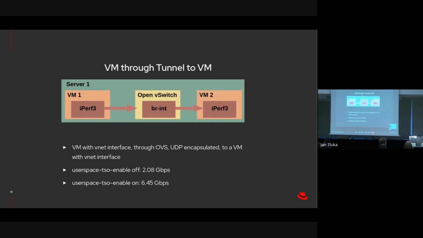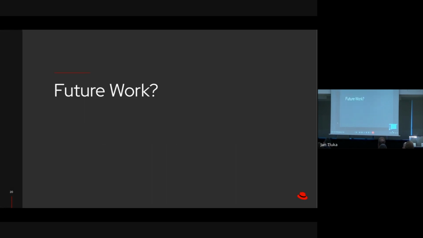to allow libvirt to configure and maintain the network for them for ease of deployment. And here we see a more than 3 times improvement in throughput from 2 gigabit per second to 6 gigabit per second. Now I'll discuss some future work.